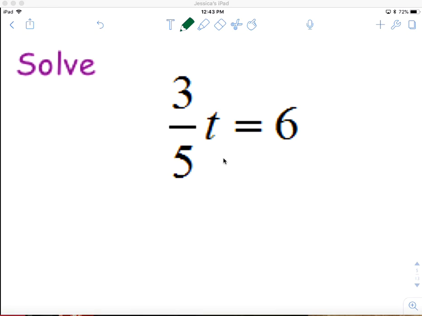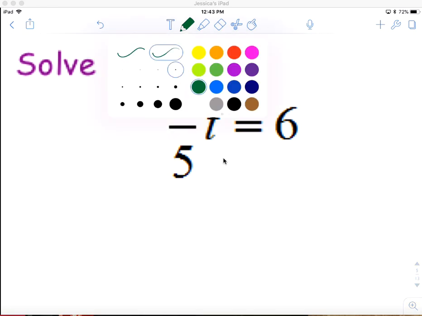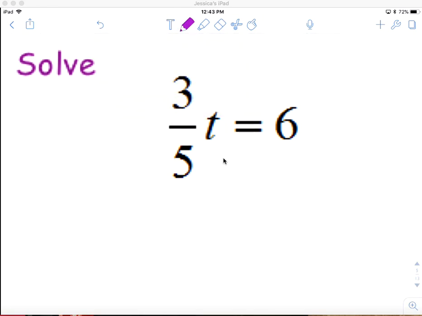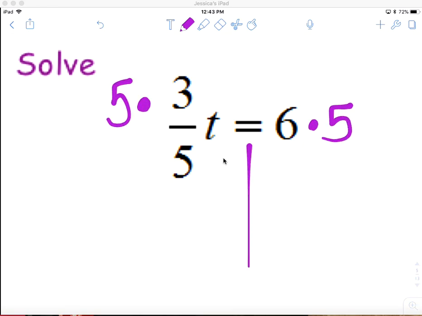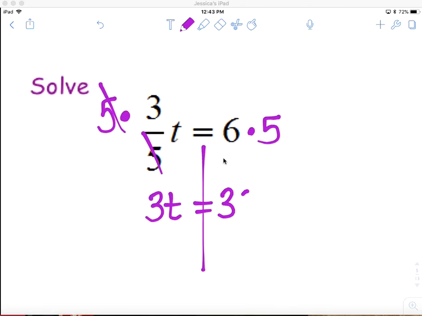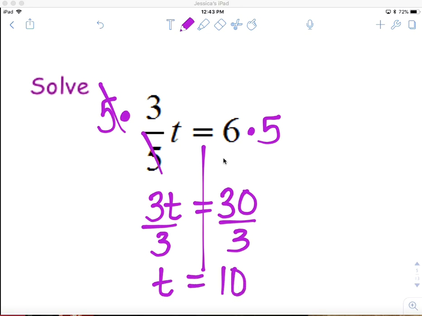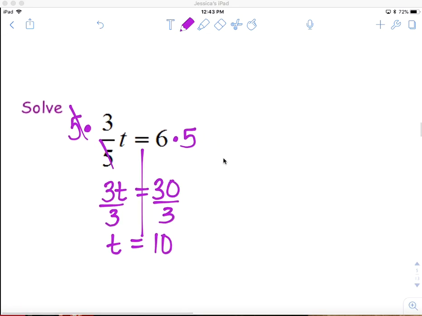So your first option is to just get rid of your denominator of 5, and the way you would do that is by multiplying both sides by 5. When you do this, 5 over 5 cancels and we're left with 3t. 6 times 5 gives me 30. From here, now I just need to divide by 3, so t equals 10. That's one option to solve this problem.